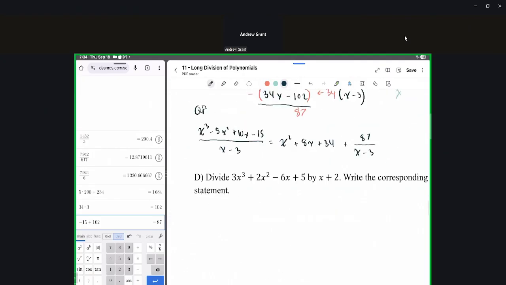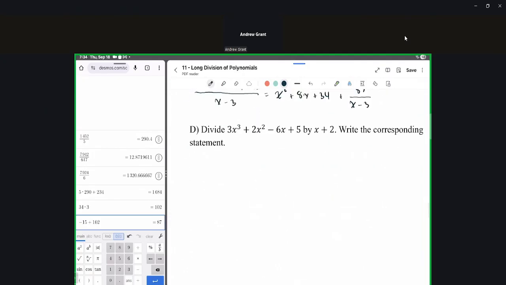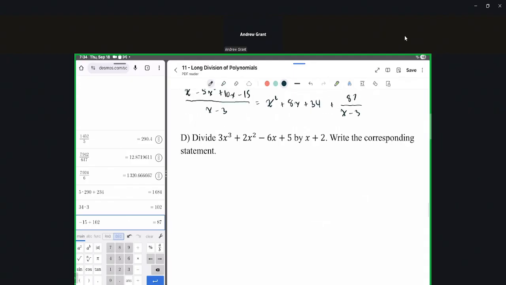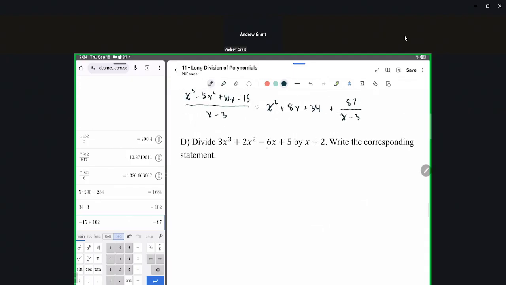So for D, we're going to divide 3x to the power of 3 plus 2x to the power of 2 minus 6x plus 5 by this x plus 2, and we're going to write the corresponding statement. Okay, so first thing we're going to do is write our 3x to the power of 3 plus 2x squared minus 6x plus 5. And we're going to have this divided by x plus 2.